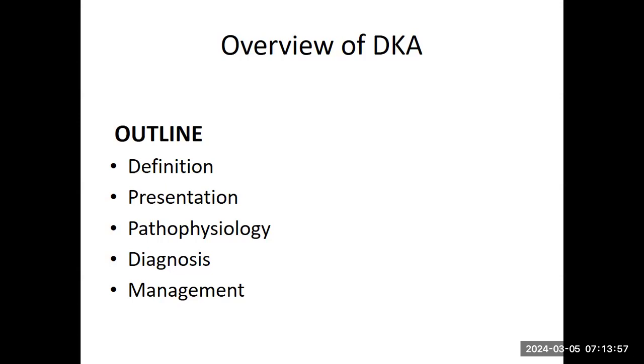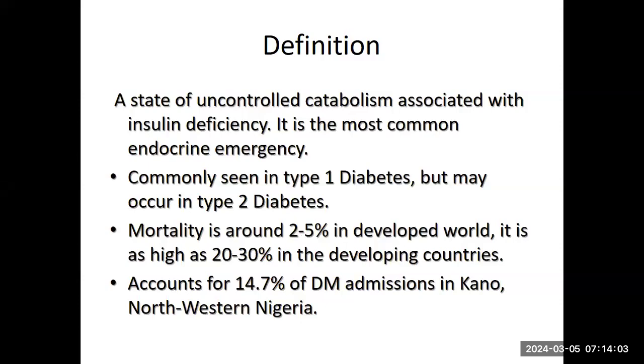We are going to take this outline. Definition, presentation, okay? So definition: DKA is a state of uncontrolled catabolism associated with insulin deficiency. It is the most common endocrine emergency with respect to diabetes.